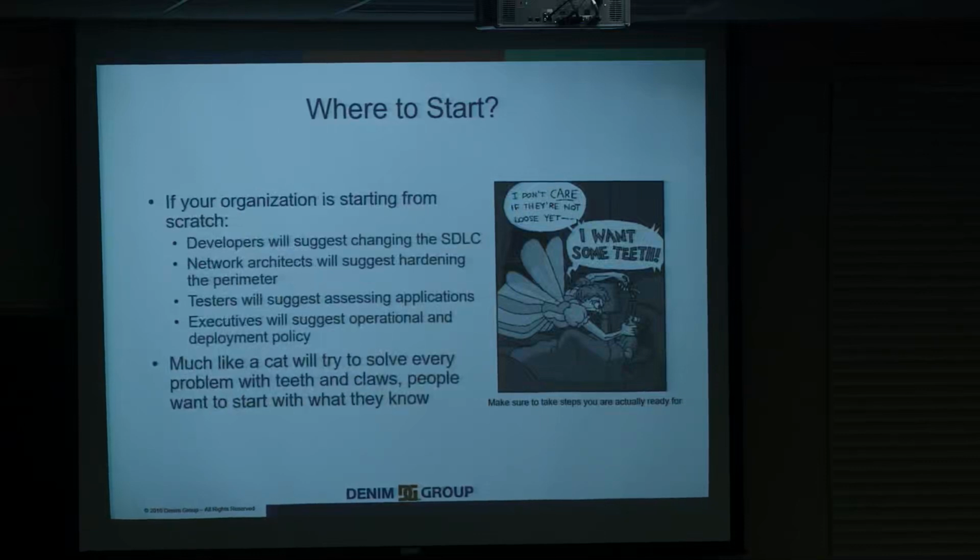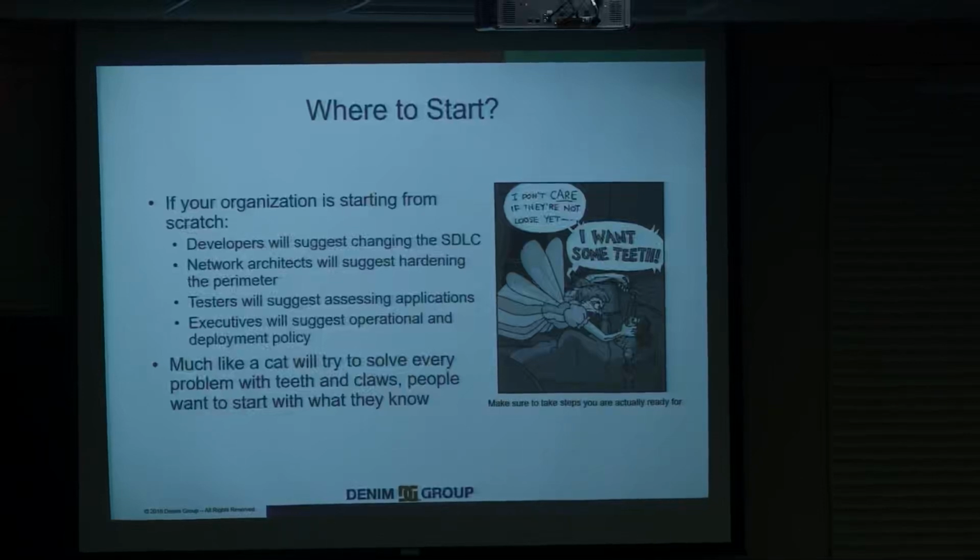If you ask around your enterprise, you're going to get lots of different opinions on how you should start out. If your organization is starting from scratch, developers will suggest changing the SDLC. Network architects will suggest hardening the perimeter. Testers will suggest running assessments, and executives will suggest operational and deployment process. The thing these suggestions have in common is that people are leaning on what they already know. They're not necessarily making decisions based on what needs to happen first. They're making that decision based on, okay, what am I least likely to mess up right now?